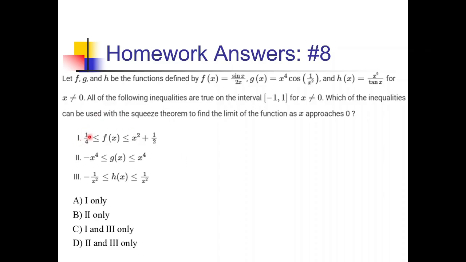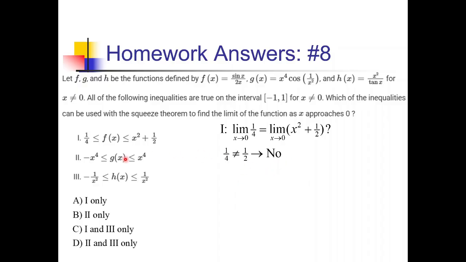We're going to find the limit of 1/4 and of x squared plus 1/2 as x approaches 0. So those two limits. The limit of 1/4 is always just going to be 1/4. It's a constant. For x squared plus 1/2, we just plug in x equals 0. So that just comes out to 1/2. Now 1/4 and 1/2 are different limits. So the squeeze theorem would not be able to help us out for Roman numeral 1. Won't help us find the f function.